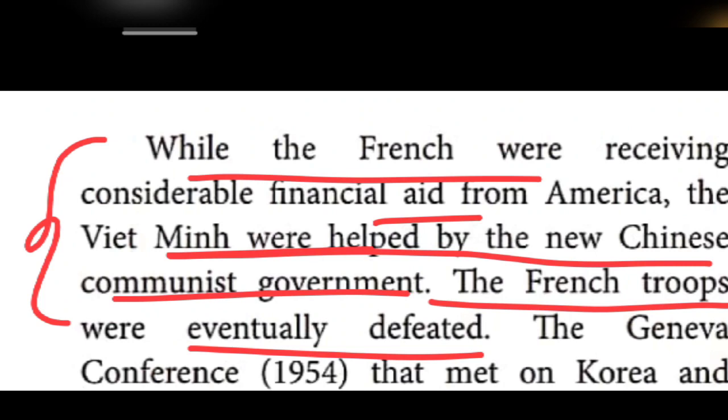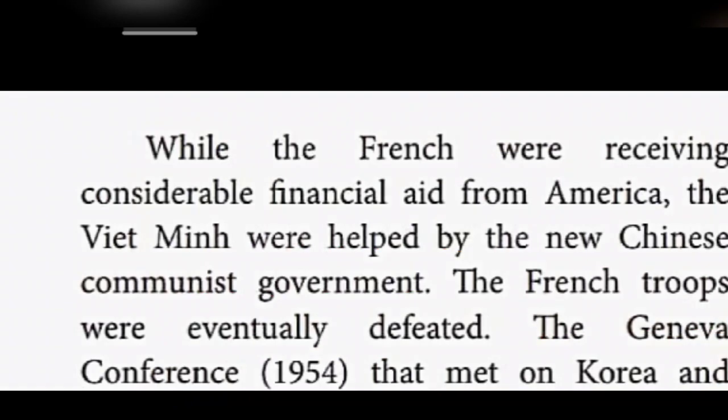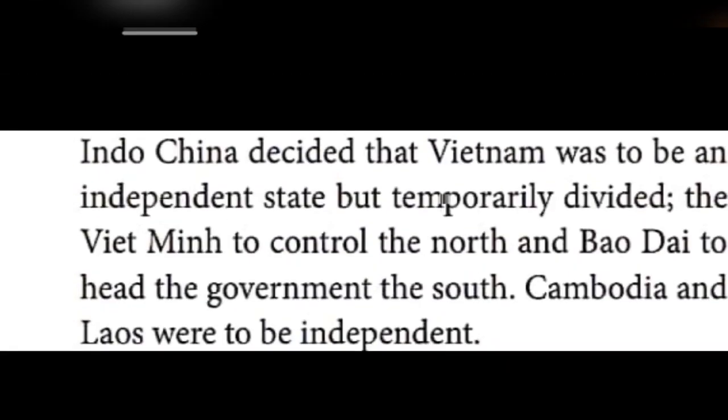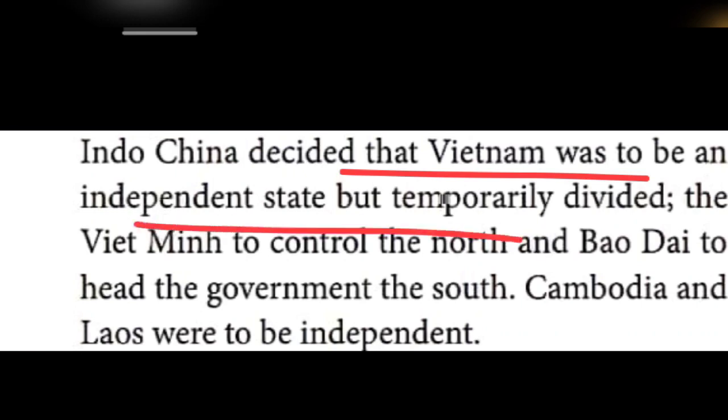They used to get financial help from America, even though they were defeated. So at that time, the Geneva Conference was conducted in the year 1954. That conference, which met on Korea and Indochina, decided that Vietnam was to be an independent state. Okay, so Indochina, Vietnam, Cambodia, Laos, all got independence, but everything was to be under French control, like I said. Now France also was defeated.